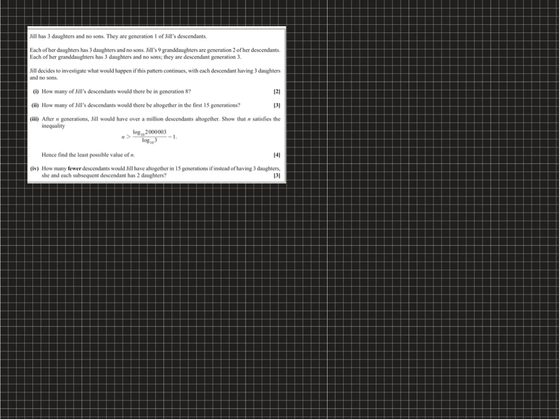Okay, let's take a look at the last part of the question. How many fewer descendants would Jill have altogether in 15 generations if instead of having 3 daughters, she and each subsequent generation has 2 daughters? So we are looking at a slightly different geometric progression where a is equal to 2 and r is equal to 2 as well. N is equal to 15. So the sum of 15 terms we can work out using our formula.